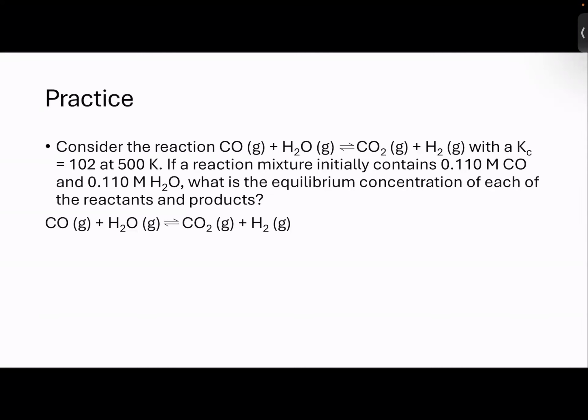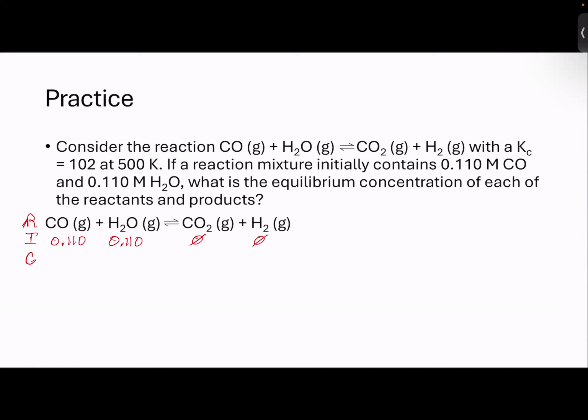So again, step one, develop your RICE table. R stands for the reaction. I is the initial concentration. They told you you have 0.110 molar of the carbon monoxide and 0.110 molar of the water. Because this is initial, it means the reaction has not begun. Therefore, you have 0 of the carbon dioxide and 0 of the hydrogen.